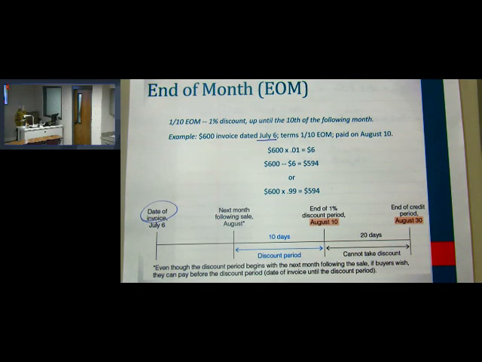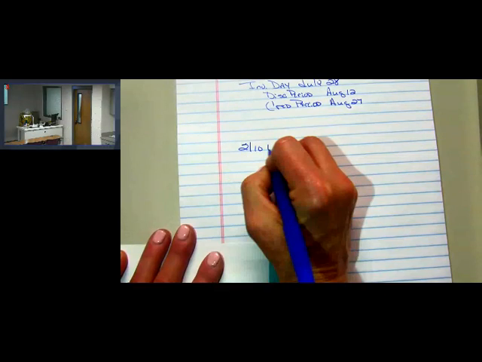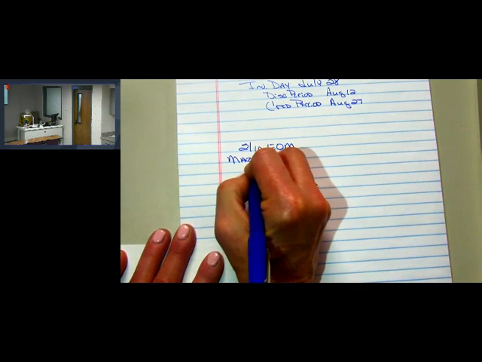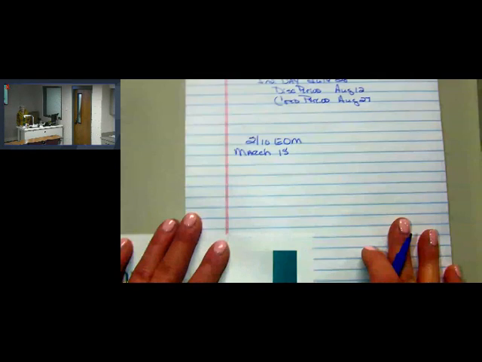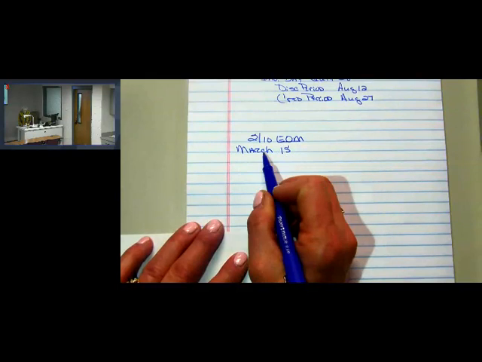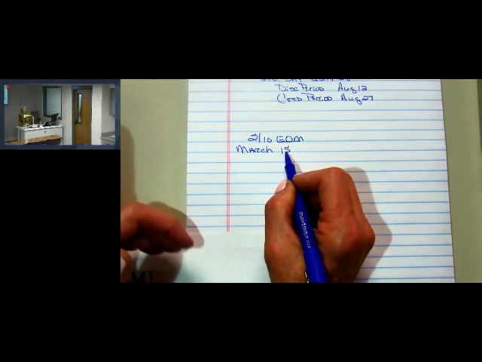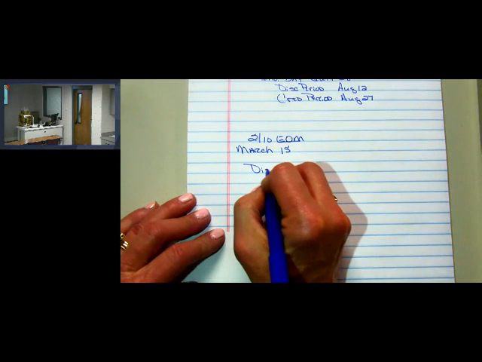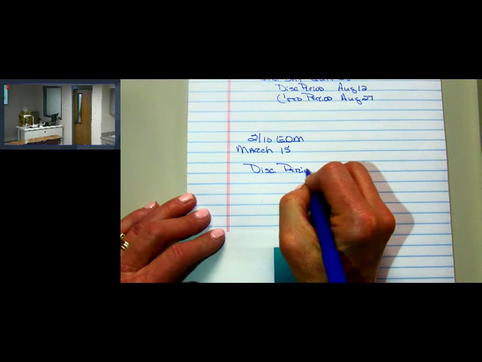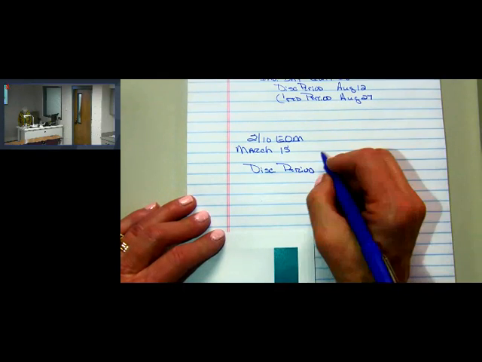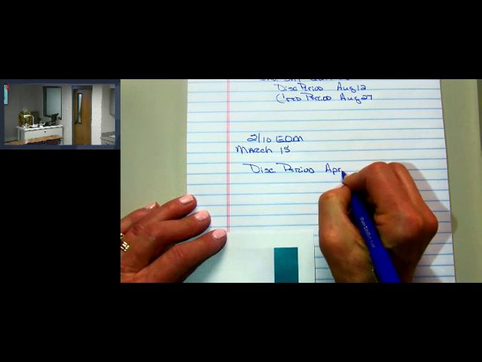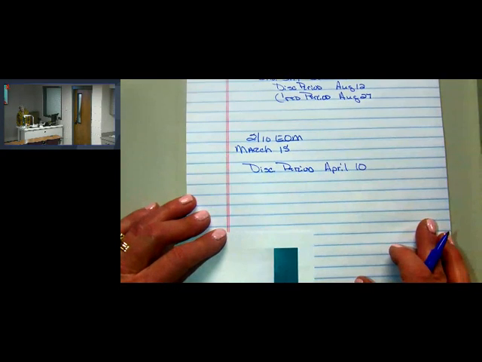Let's say this bill came out on the 15th of March, and it was a 210 EOM. Right? So I'm going to do this. It's a 210 EOM. The bill came out on March 15th. All right, first of all, it's an EOM. I'm going to look, when was the invoice? On or before the 25th? Yes. So my discount period is going to be the next month, which is April 10th. That's the end of my discount period.